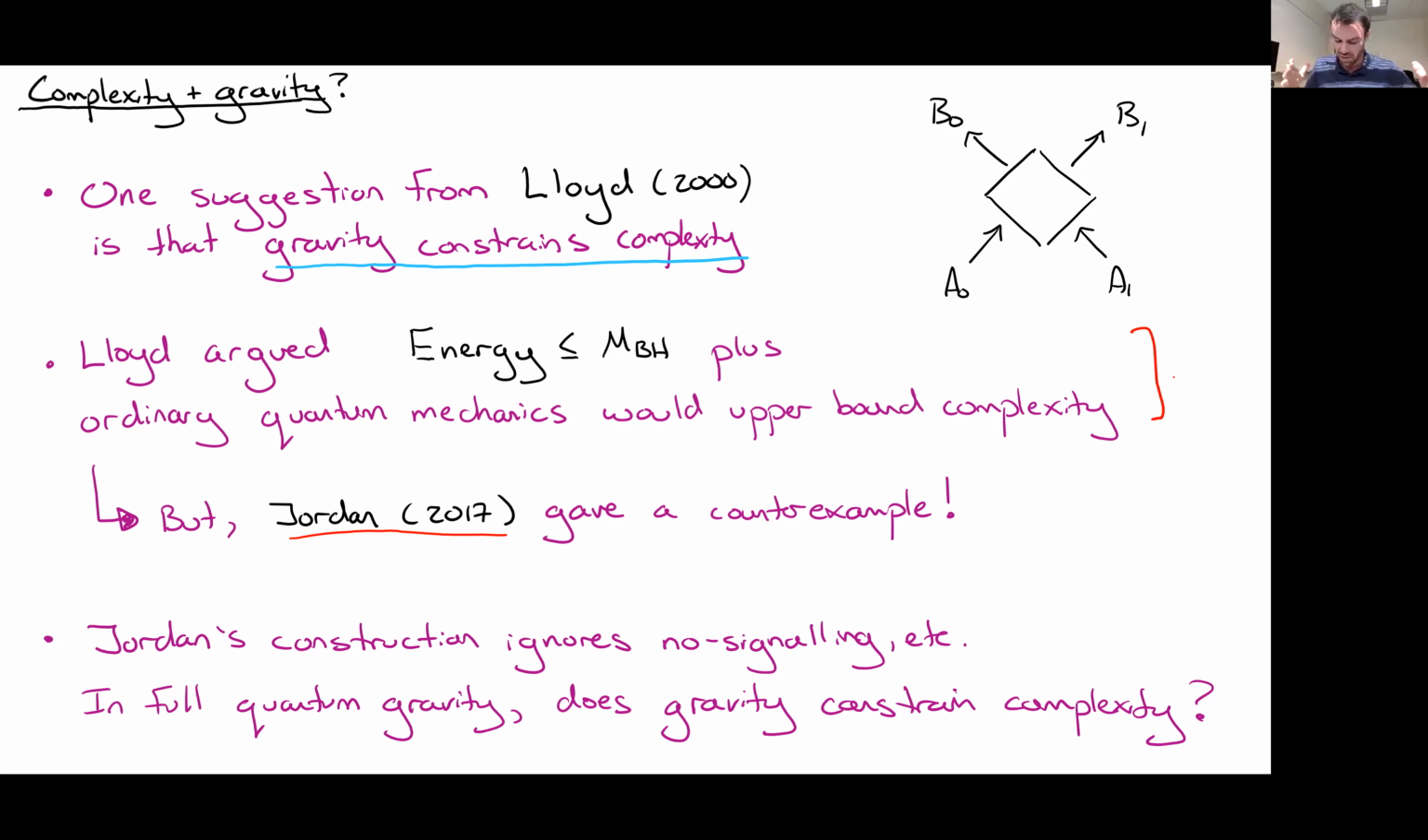But an important caveat here is that both of these constructions, Jordan's and Lloyd's, ignore the full context of quantum gravity, right? They're just saying, let's take quantum mechanics plus this energy bound. And so although Jordan showed that in that context there are no bounds on complexity, it's not clear that in the full picture of quantum gravity, when we think about things like no signaling and the covariant entropy bound, there couldn't then be some bound on complexity. That's something I'm going to explore today.